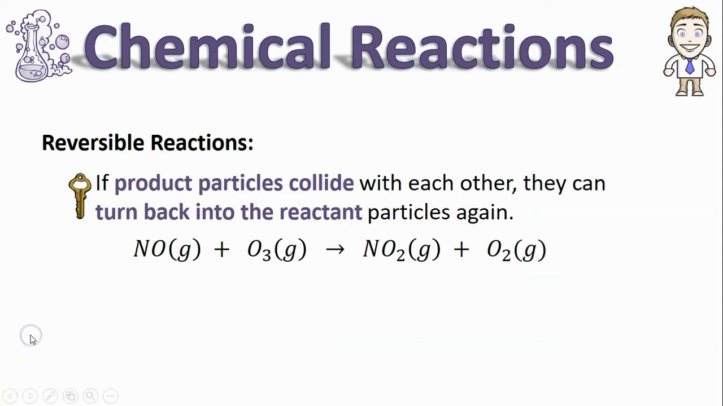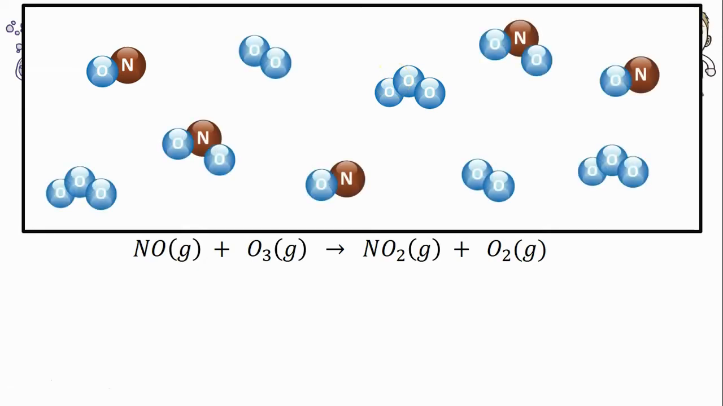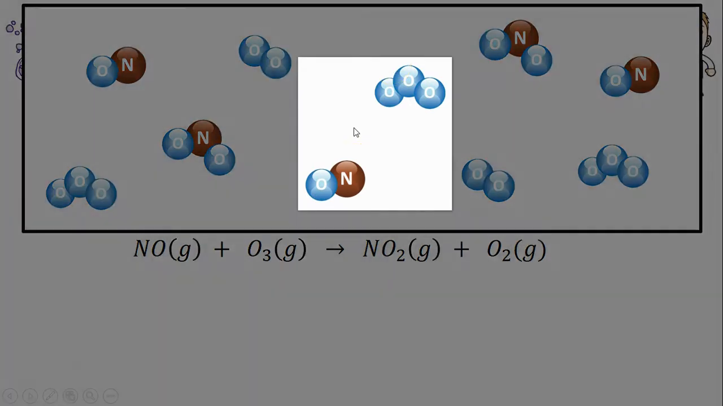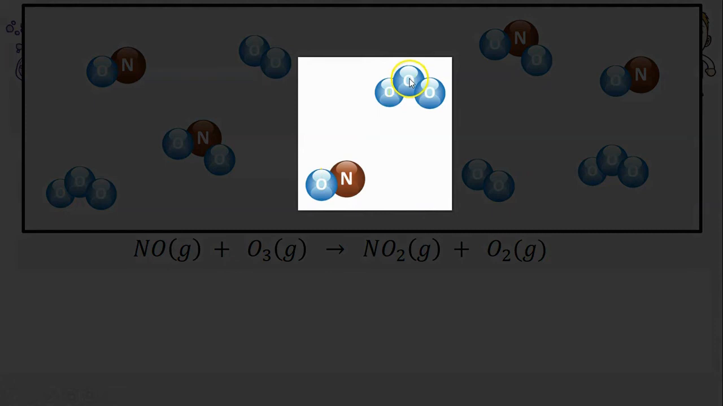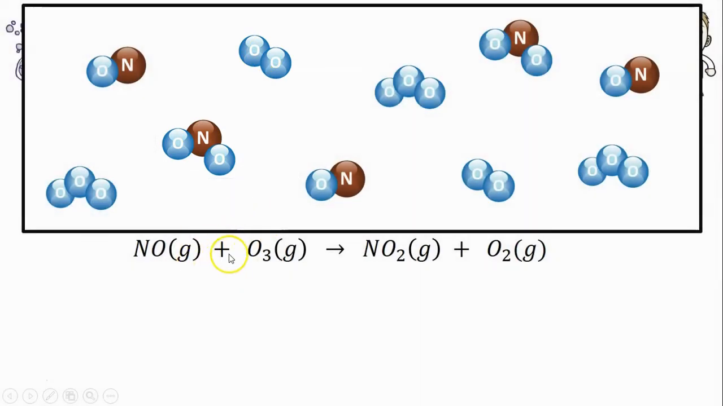So let's bring back my closed container and have a slightly more realistic view of what's happening with this reversible reaction. So we saw how it works with just one single NO and one single O3. But in real life, reactions don't happen with just one of each reactant. There's many particles. So here my closed container now is slightly more realistic. I've got some NOs and some O3s, but I've also got some products, some NO2s and some O2s. So we're assuming some time has passed and these reactants have started to produce some of these products.